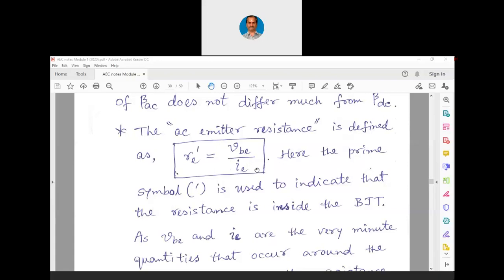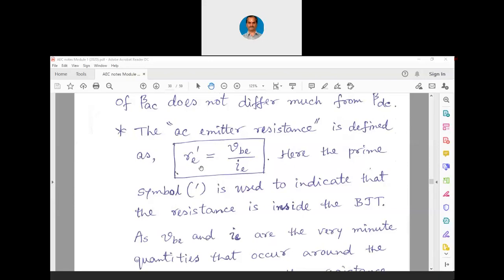There we can measure the emitter's resistance and we call it a dynamic resistance because we are measuring it only at a particular point. That can be called the AC emitter resistance, and we give the symbol re dash. Now why do we have this small re? Because it is a dynamic resistance or AC resistance. Why do we have this dash symbol? This dash symbol is also called the prime symbol.